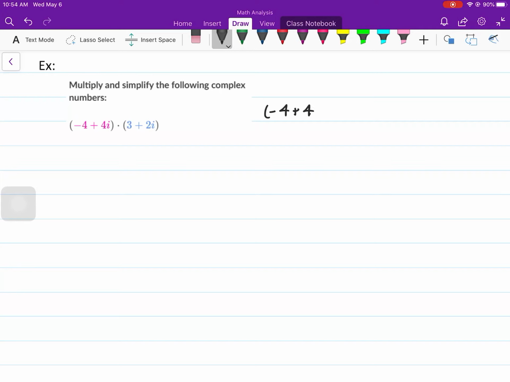Like I said, just be careful with those signs. That's where the most mistakes are going to be made. So just take your time. Honestly, if you take your time, show all your work, you should be getting 100% easy in this section.